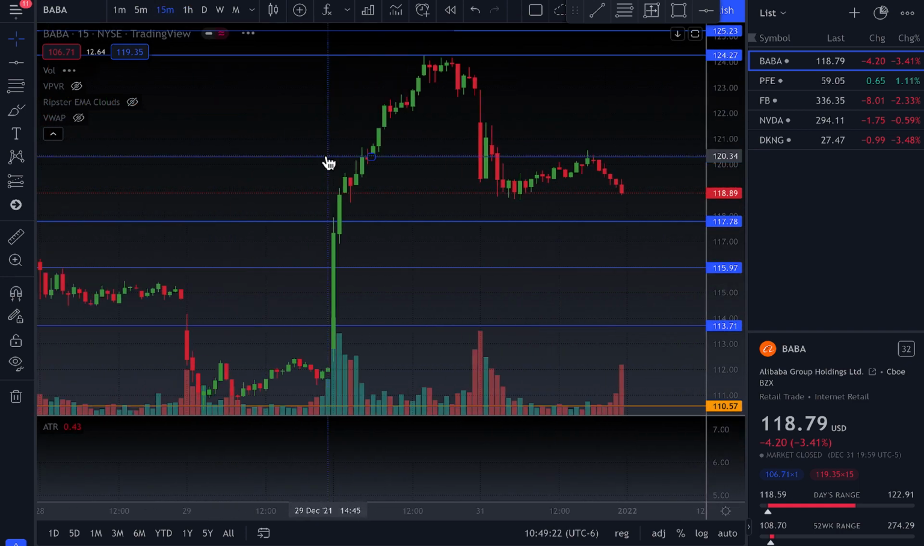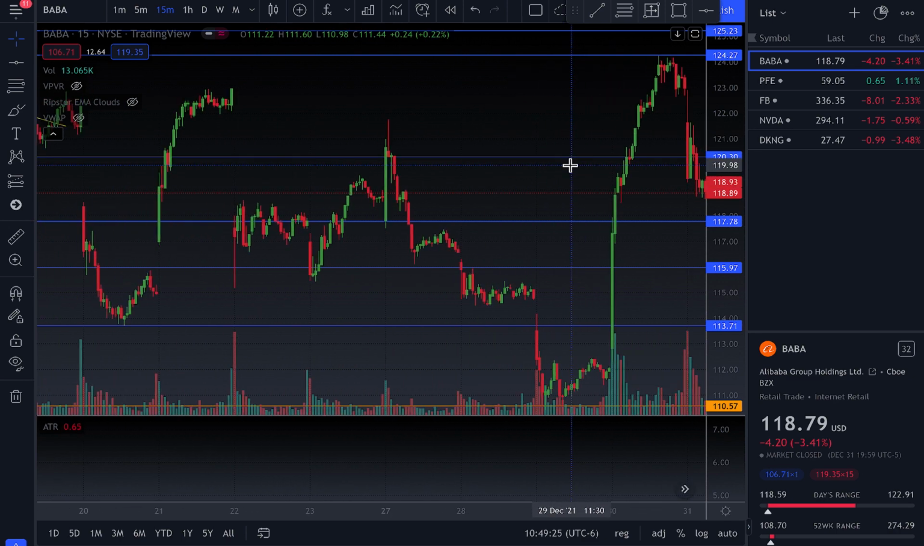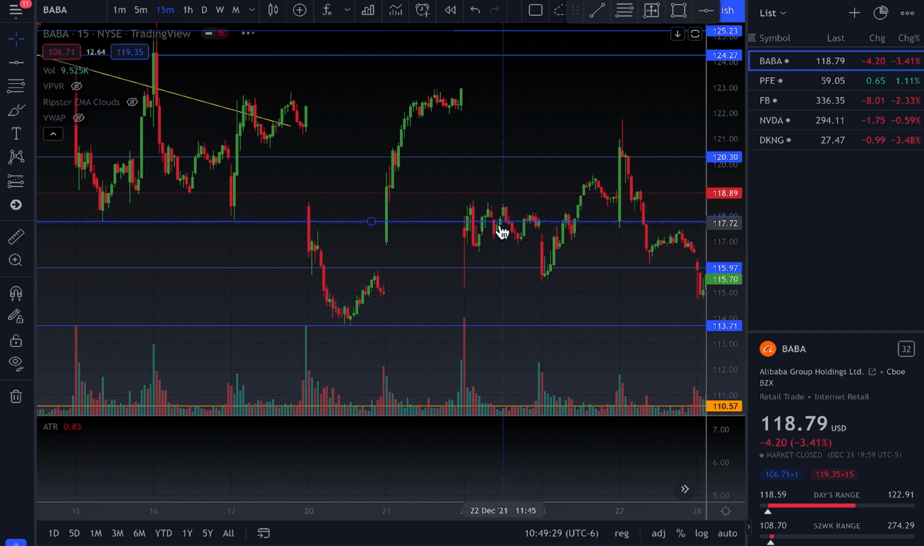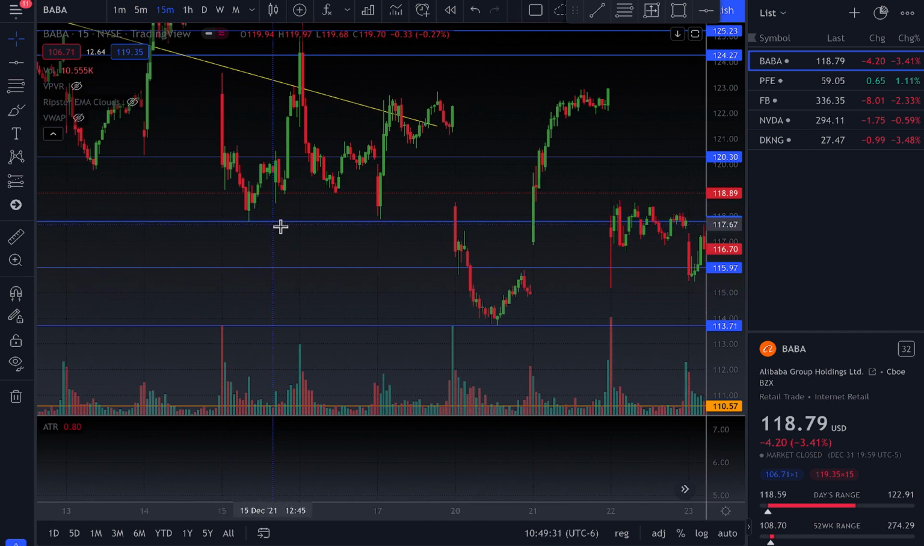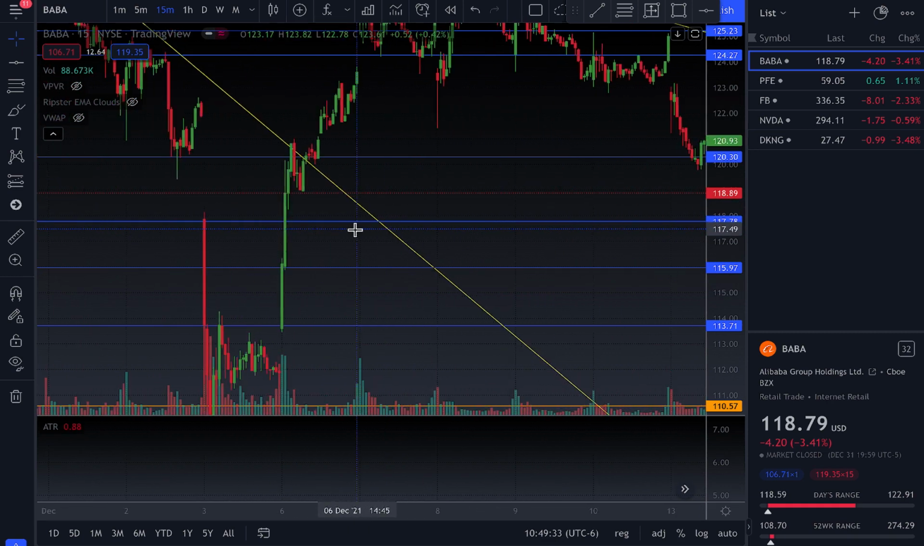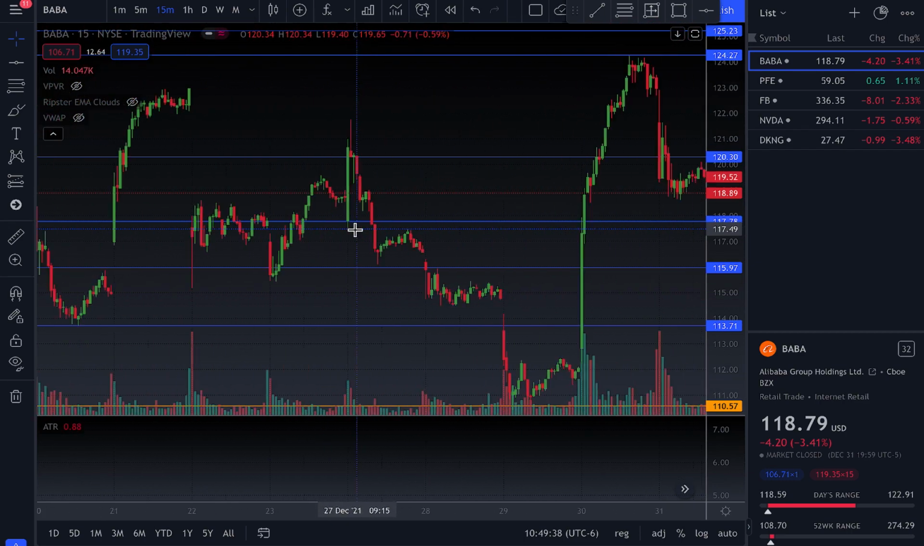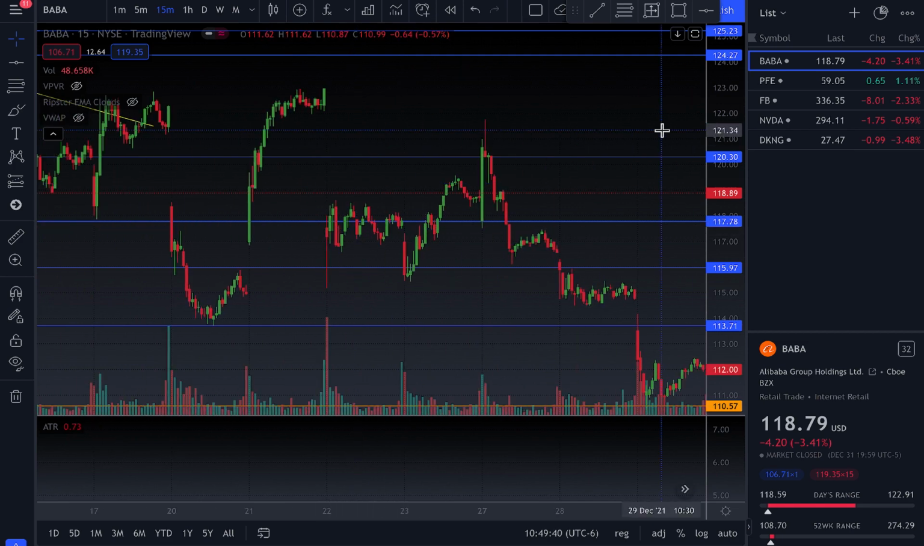Let me go into the 15-minute just to confirm. Yeah, that looks good. I'm not a huge fan of the chop here, but we'll live with it. I do like that. Yeah, this will be fine. I think these are very significant levels. So we'll go to the next one.